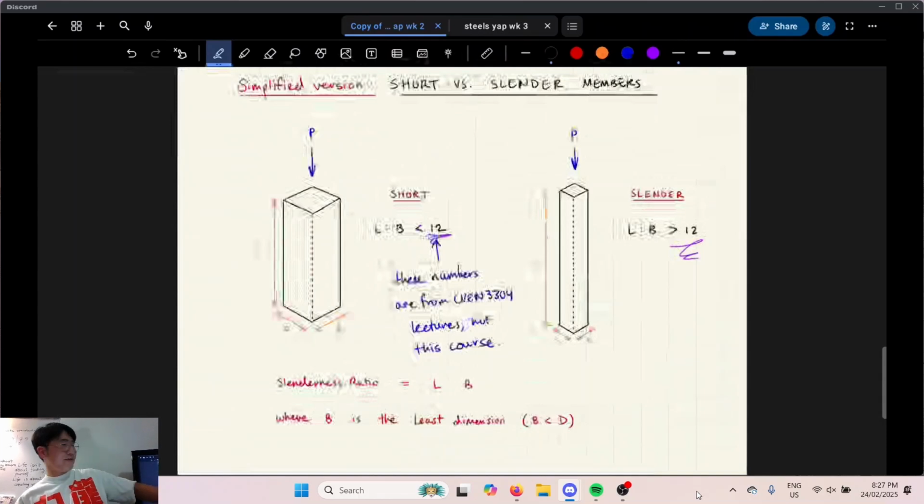So basically, if your length is about 12 times bigger than your width, in the most generic possible case, like a solid square shape, then that's considered something like a short or stubby column, right? Whereas if it's greater than 12, roughly, that's where it's slender, right? Make sense? Okay.